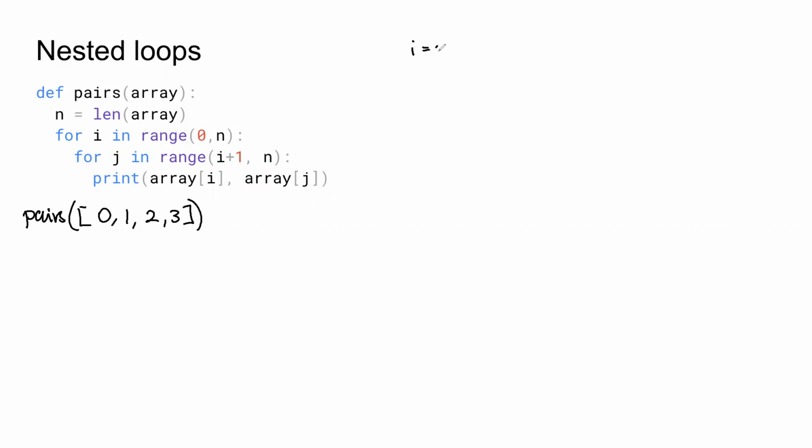Now, when i is equal to 0, j goes from 1 after i, so that's 1, all the way through to the end at n minus 1. Recall that in Python range statements, we always end at 1 before n, so n minus 1. And that means we print out the pairs 0, 1, 0, 2, and 0, 3.